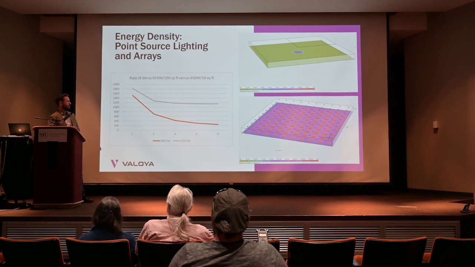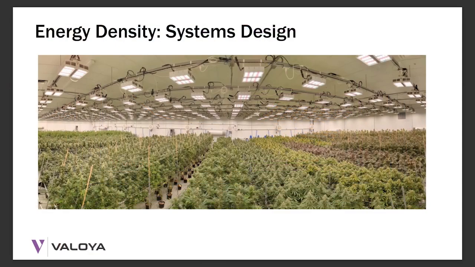But this means that we're flooding the space with light. And the physics of light are very strange. But this is not a point source of light. These fixtures are 6 or 7 feet from the canopy.